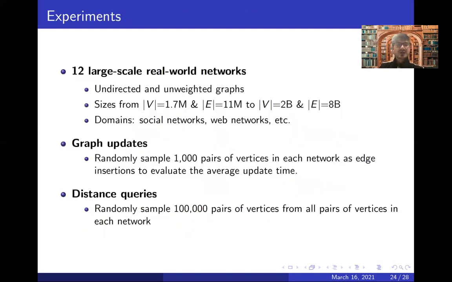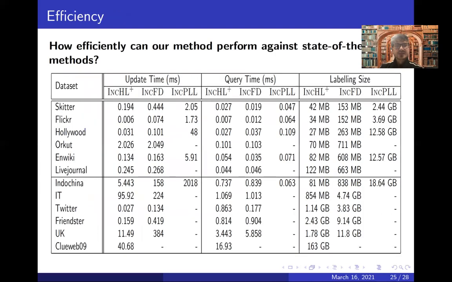We perform experiments using 12 large-scale real-world networks. We randomly sample 1,000 pairs of vertices in order to evaluate the average update time. We also randomly sample 100,000 pairs of vertices to evaluate the query time of our method. First, we compare the efficiency of our method with the state-of-the-art method. As we can see, our method outperforms the state-of-the-art method in terms of update time.